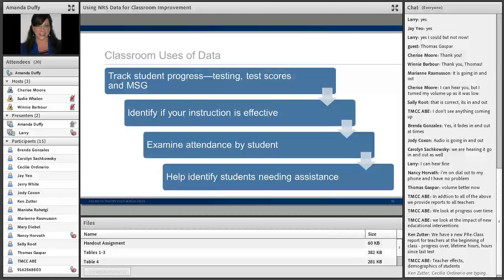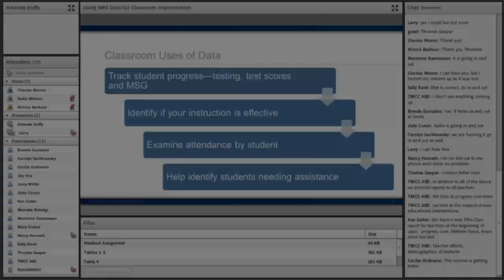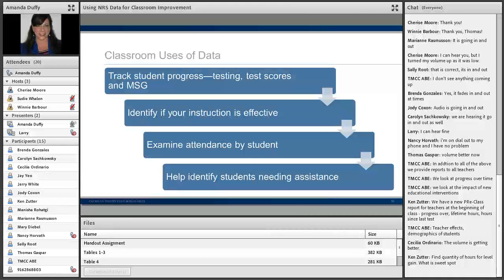I see Ken's typing, and Cecilia. So I'm just going to pause a moment as we wait for their comments. And Ken says, find quantity of hours for level gains. What is the sweet spot? Very good.